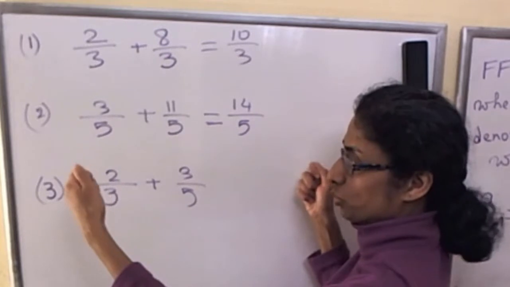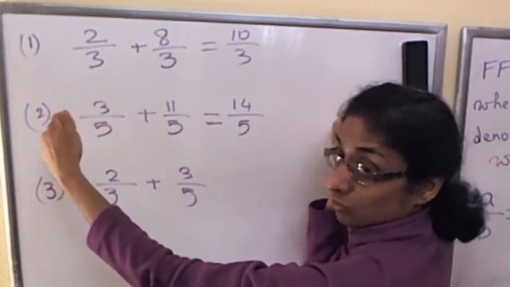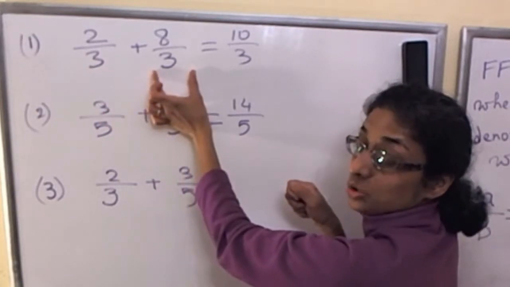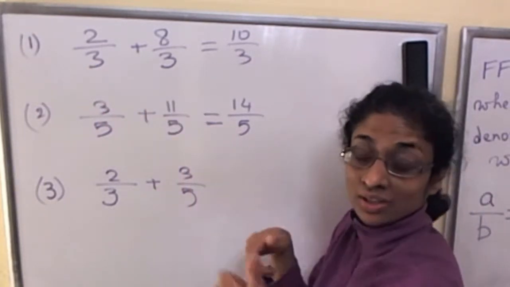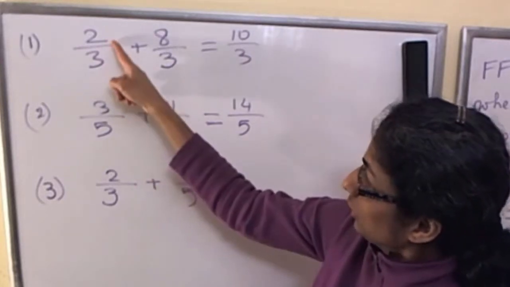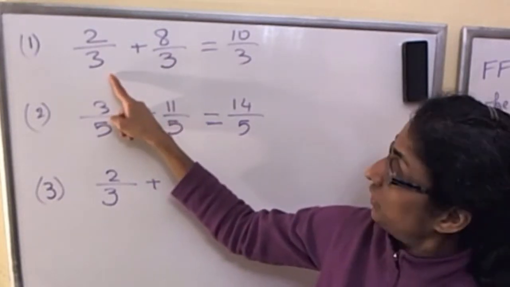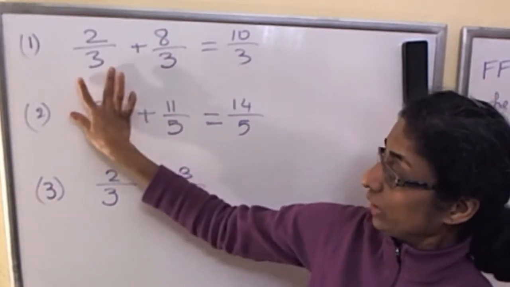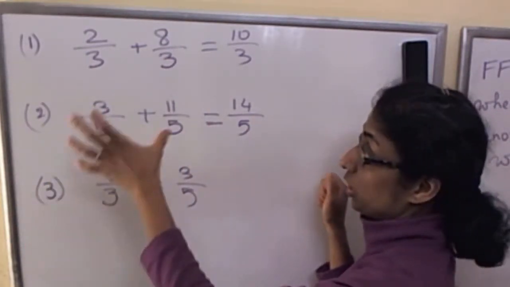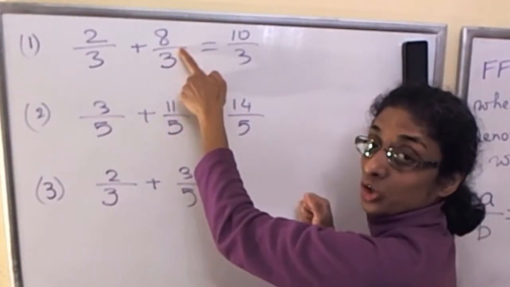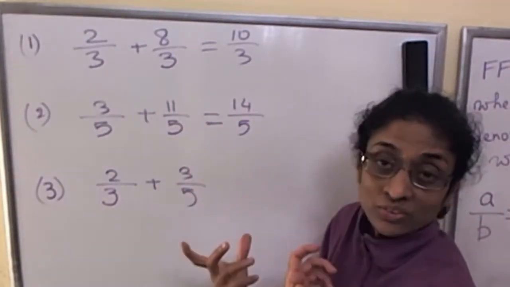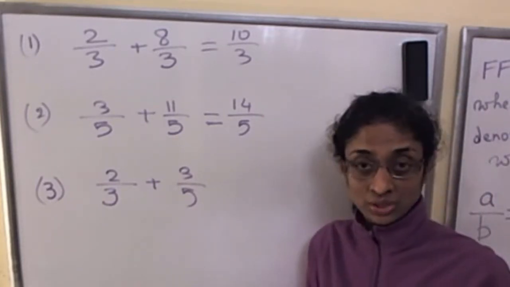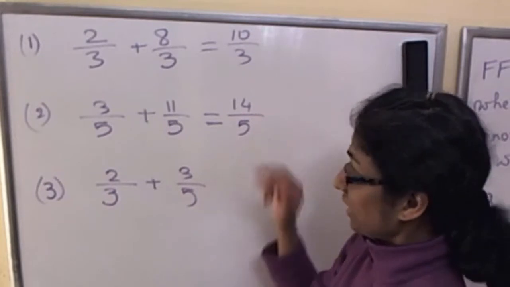Concept-wise, this would represent the length of the long segment: the short segment of this length put together end to end with another segment of this length. And then we said 2/3 is 2 copies of 1/3, and 8/3 is 8 copies of 1/3. So the long segment is 2 copies and another 8 copies of the same thing, which is 1/3. And that gave us 10 copies of 1/3. And here's how we got 10 over 3. That was the logic. And that was the same thing out here.